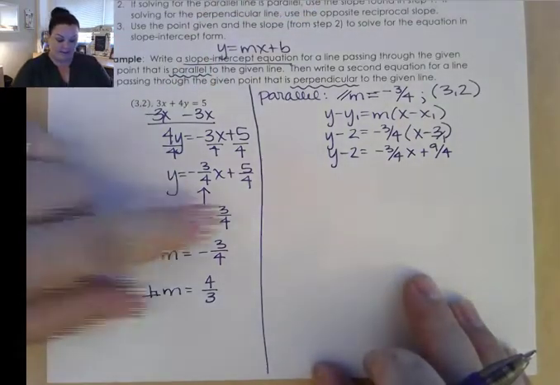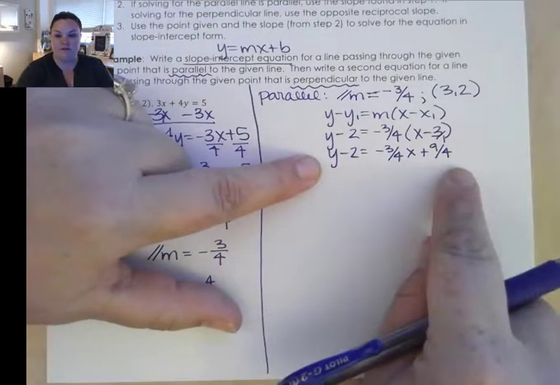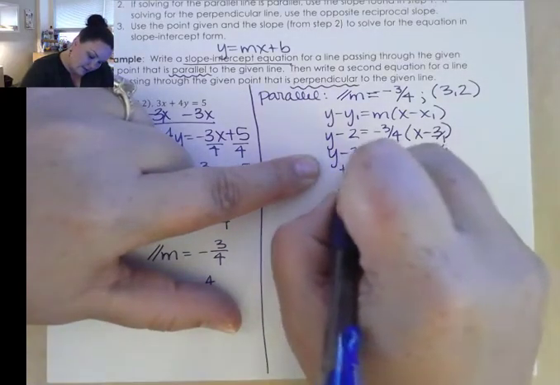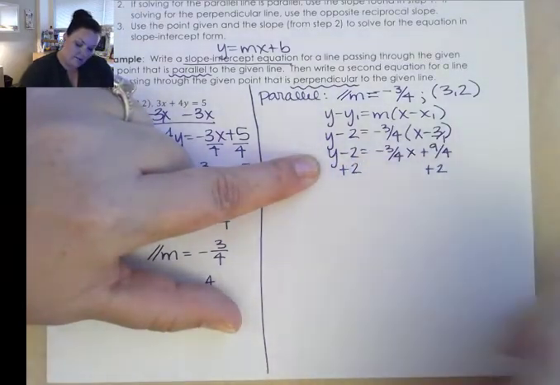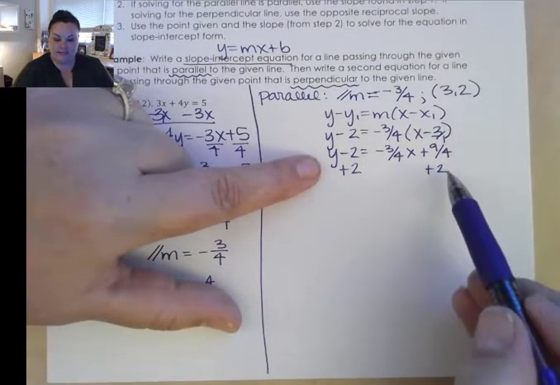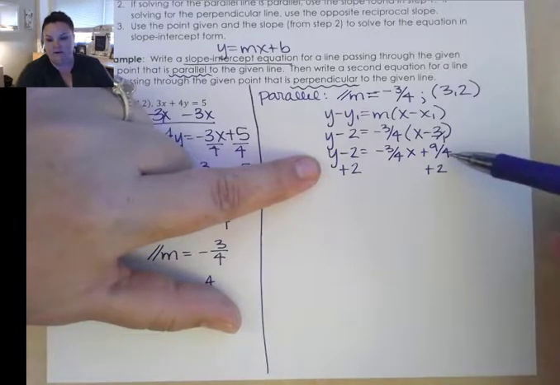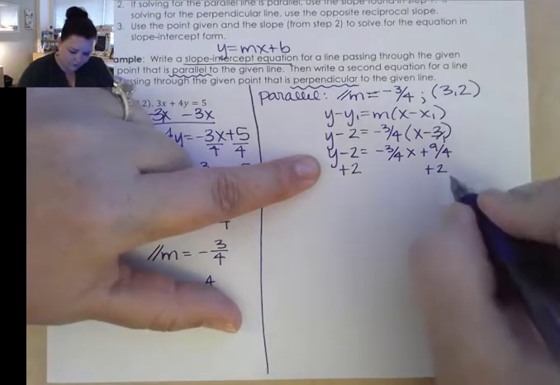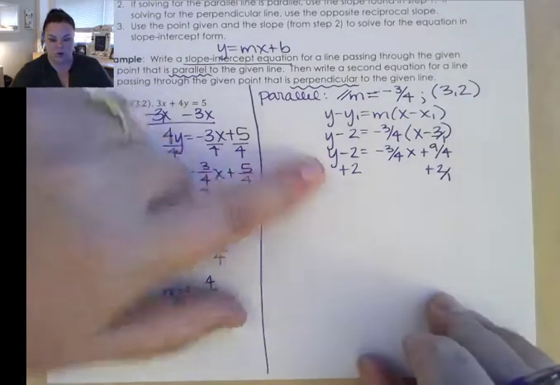Okay, and then the last thing I need to do is move my 2 to the other side. So I'm going to add 2 to both sides. But notice when I go to add 2 over here, I can't add 2 and 9/4 because they don't have the same denominator, right? 2 is a whole number, so its denominator right now is over 1.